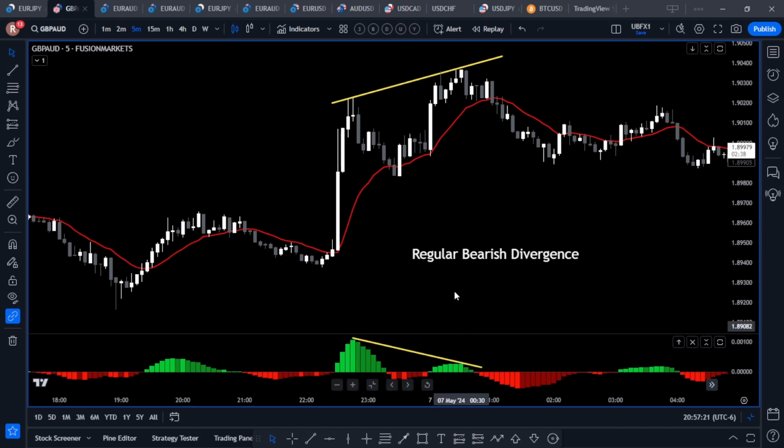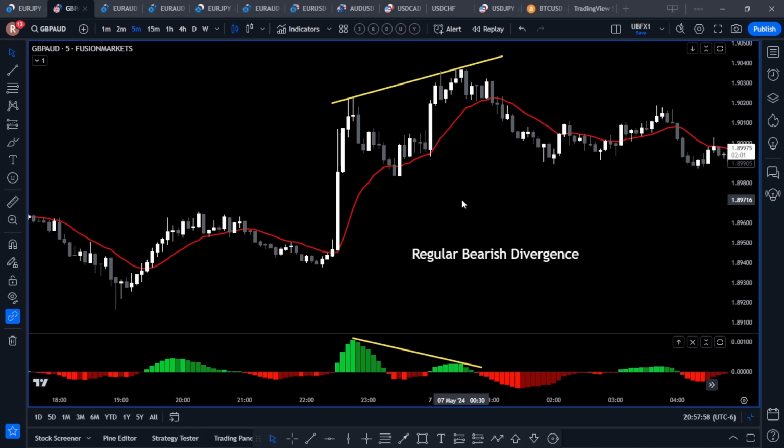These corresponding highs aren't doing the same thing as the price, they are divergent. So we've got this high followed by a lower high on the MACD, again showing us the failure of that upward momentum. Again, this regular divergence is the one that most traders can easily identify.